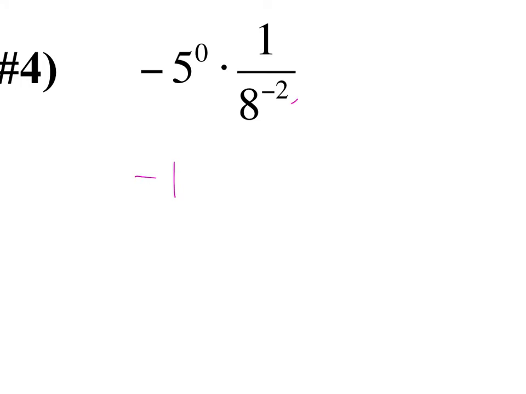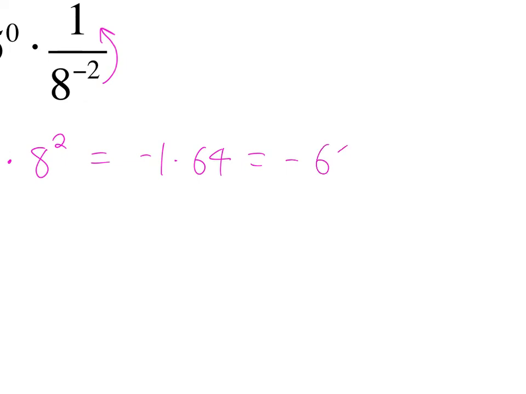This negative exponent is going to move to the top here. So we're going to have negative 1 times 8 squared. And that's negative 1 times 64, which equals negative 64. That is going to be our answer.